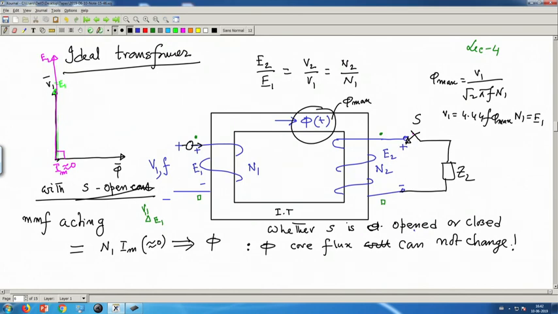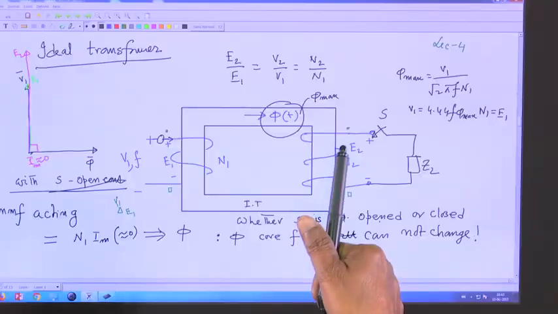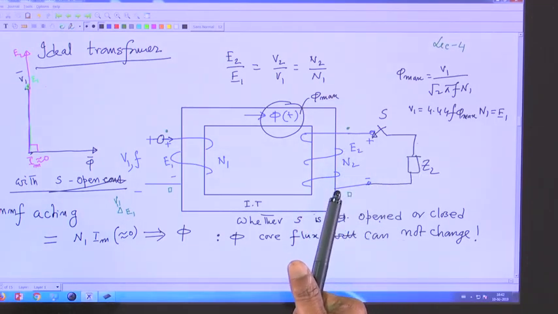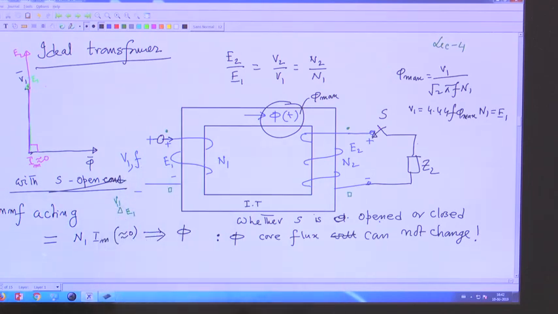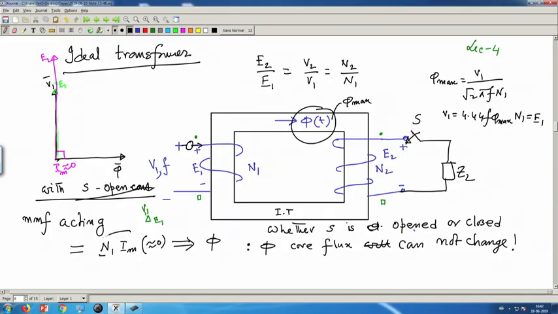But then we are slightly perplexed. The second coil is carrying current, while the primary was initially carrying a very small current. Acha, now I will tell you, that way you better think. If flux remains the same and these two coils are carrying current now, what will be the net MMF necessary to create that original flux? You must understand this N1 Im, when S was open, created this flux in the core.